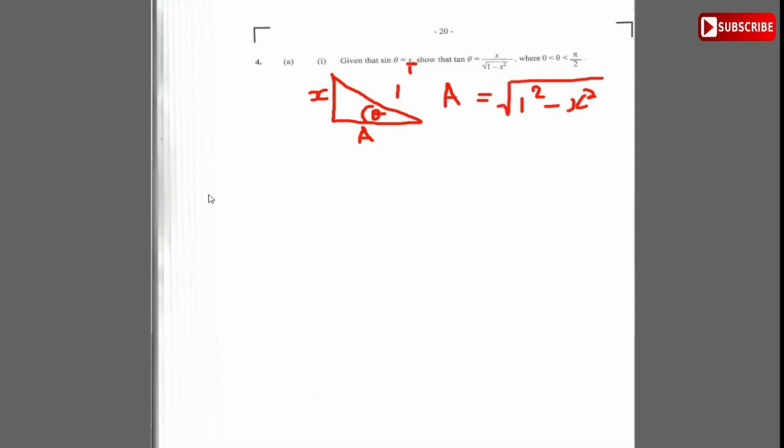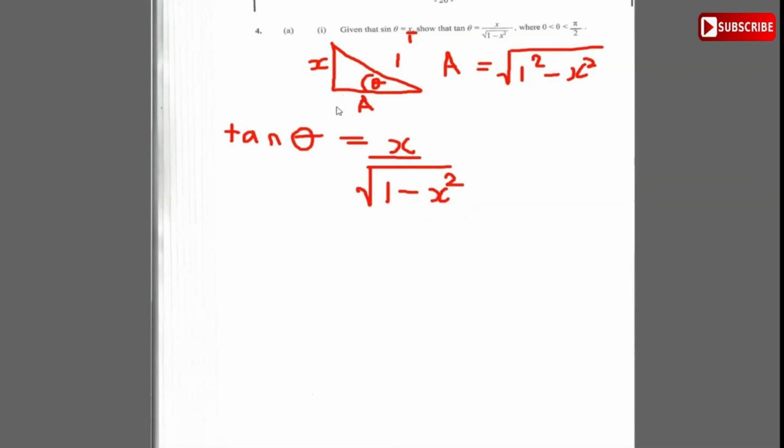And so what we're going to get now is that the tan of theta is equal to the opposite, x, over the adjacent A, and the adjacent A is the square root of 1 minus x squared. So that wasn't much to show. That's all I wanted us to do. Tan theta is opposite over adjacent, so we're done. Nice.